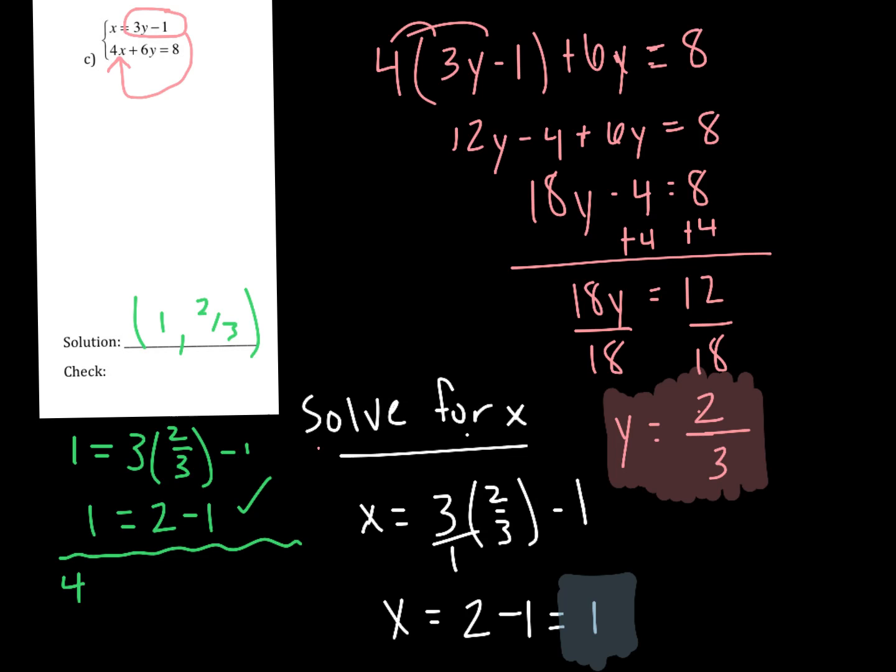And then in your second equation, 4 times x, which is 1, plus 6 times 2/3. Does that equal 8? So 4 times 1 is just 4. 6 times 2 on the top is 12 divided by 3 is 4. So 4 plus 4 does equal 8.